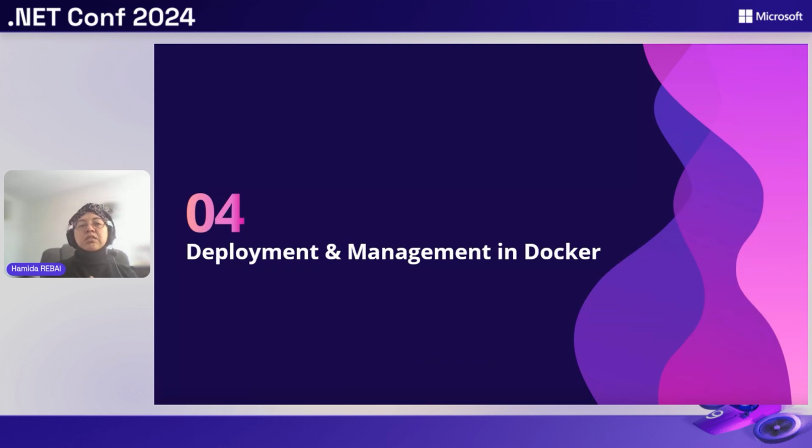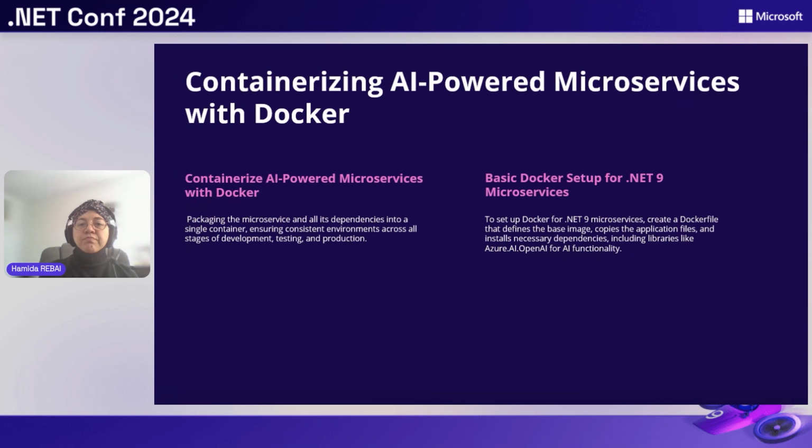As we said, we need something that allows us to generate our application, our different microservices, and we are able to deploy it in any other environments. So containerization of AI-powered microservices with Docker involves packaging the microservices and all its dependencies into a single container, ensuring consistent environments across all stages of development, testing, and production.